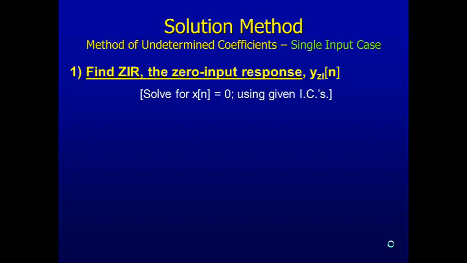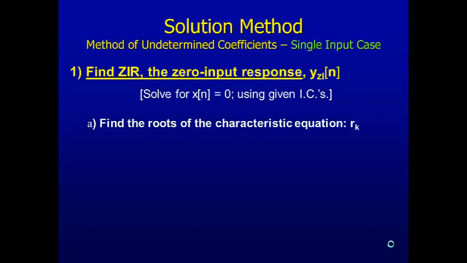And I don't like negative exponents, so I'll multiply everything by z, and we have z plus 1/2 equals 0. So that means z equals minus a half. So we found the characteristic equation. We set it equal to 0. We factor it, and we find the roots of the characteristic equation in order to find the zero input response. So that's our first step, find the roots of the characteristic equation.